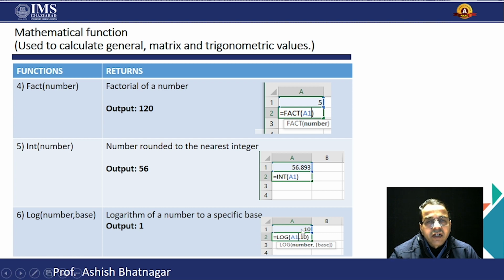The A1 cell contains 10. Suppose 10 is the value. I want to take the logarithm of 10, whose base value is also 10. Right? So it will always return 1, as you know, log 10 is 1, having the base value 10.